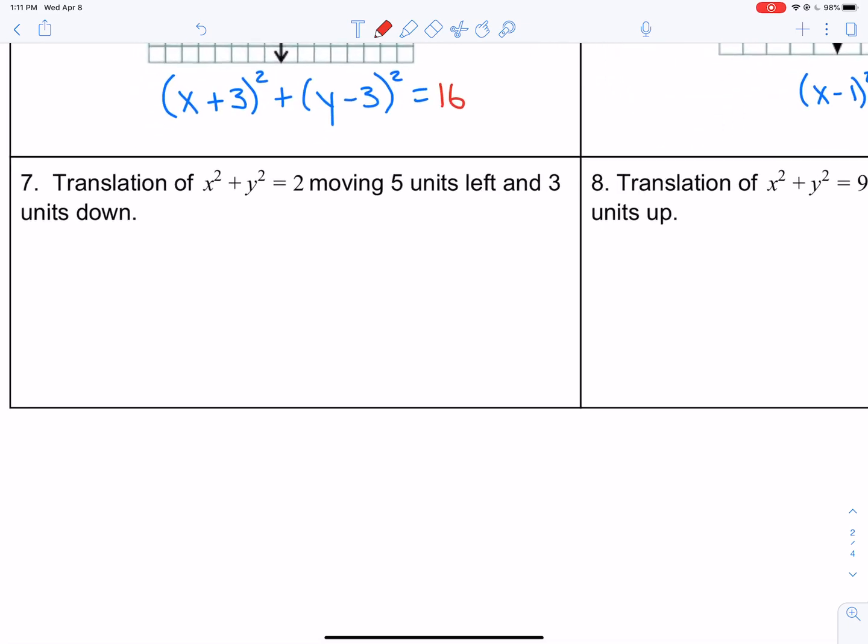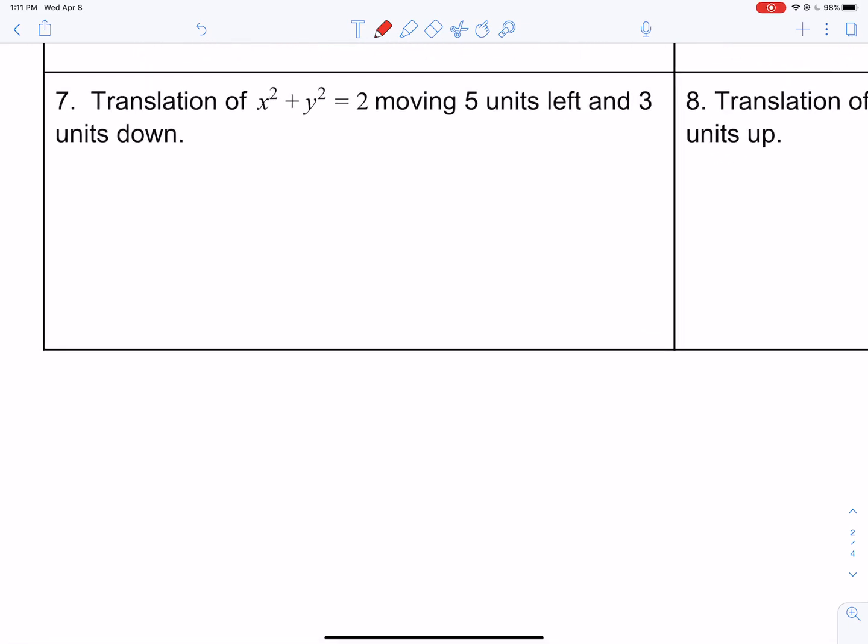Okay, in the last 2 examples, it's mentioning a translation of our x squared plus y squared equals 2 formula, moves 5 units left and 3 units down. So I like to think of this as my center point was at 0, 0, and it's shifting because that's what a translation does. It makes your graph shift to the left and down. So my new center point is going to be left 5, so that's minus 5, for my h. And 3 units down is -3.